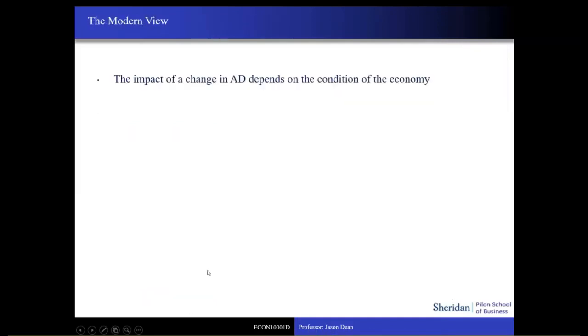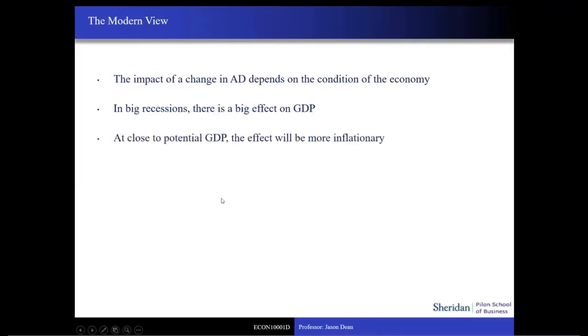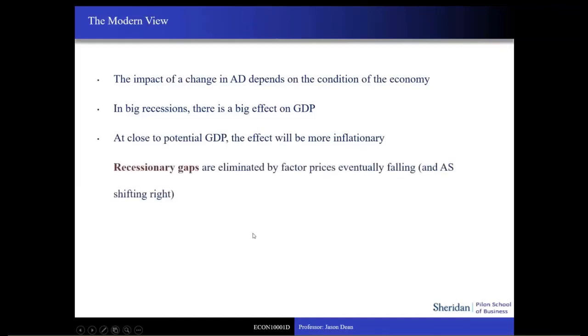So the modern view would be that the impact of a change in aggregate demand depends on the condition of the economy. In big recessions, there would be a big effect on GDP. And as we get more and more towards potential GDP, the effect would be more inflationary. So recession gaps are eliminated by factor prices eventually falling. One of the questions we said we're going to answer is whether the economy can self-adjust. So do we need this help from the government?